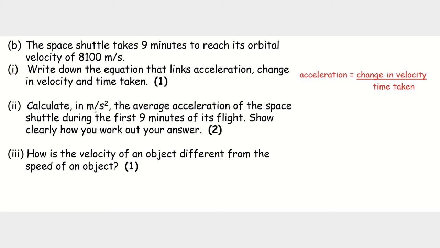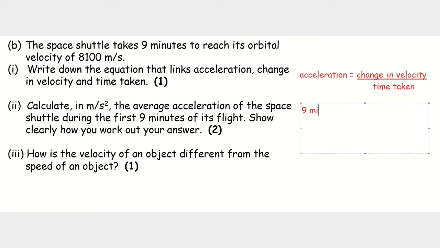Then it asks us to calculate the average acceleration of the space shuttle during the first 9 minutes of its flight. Show clearly how you work out your answer. Now when you've learnt your equation, you'll know the acceleration is in meters per second squared, so that's there, which means that your change of velocity's got to be in meters per second. I've got that here, 8,100 meters per second, divided by the time taken, which has got to be in seconds. So the first thing I need to do here is change my minutes into seconds. Very, very important you do that.